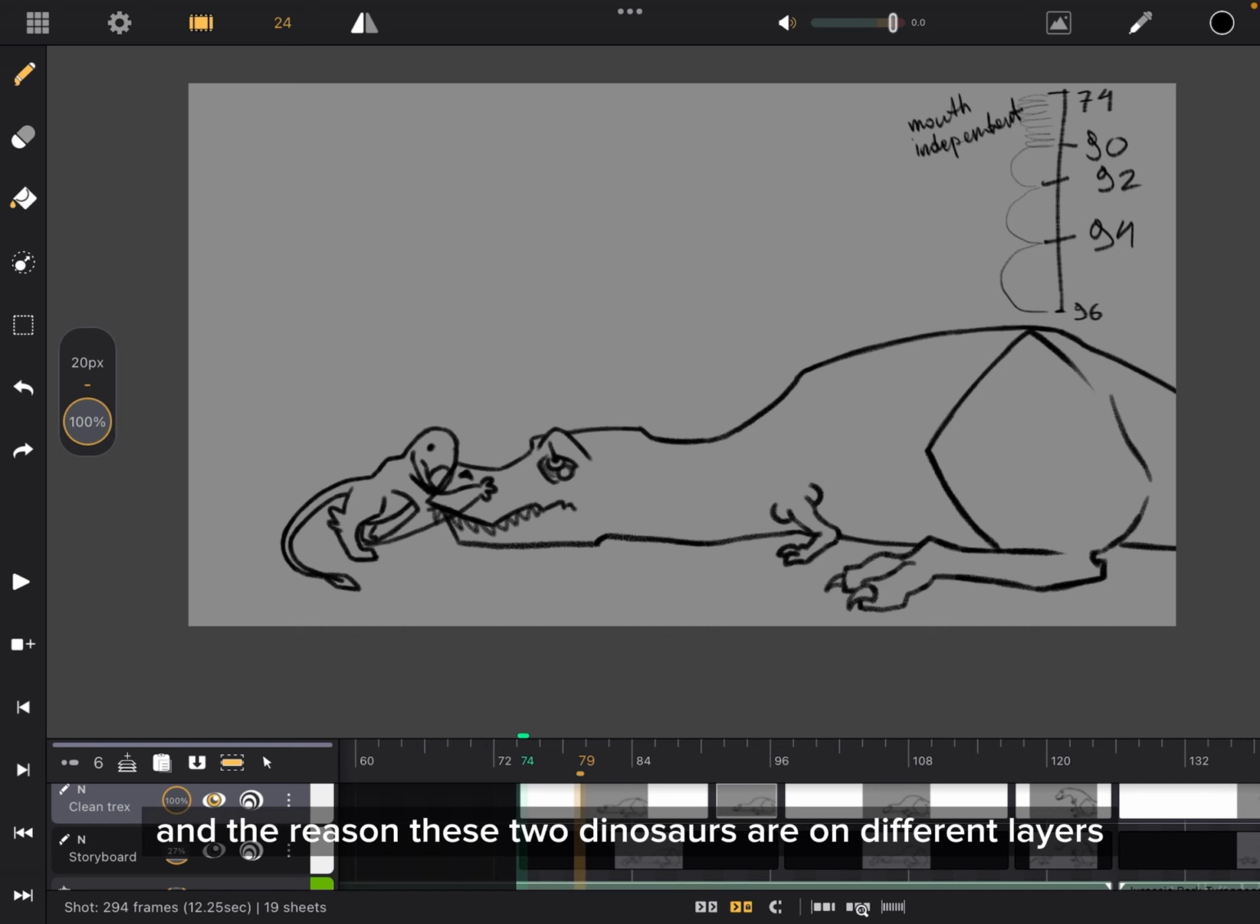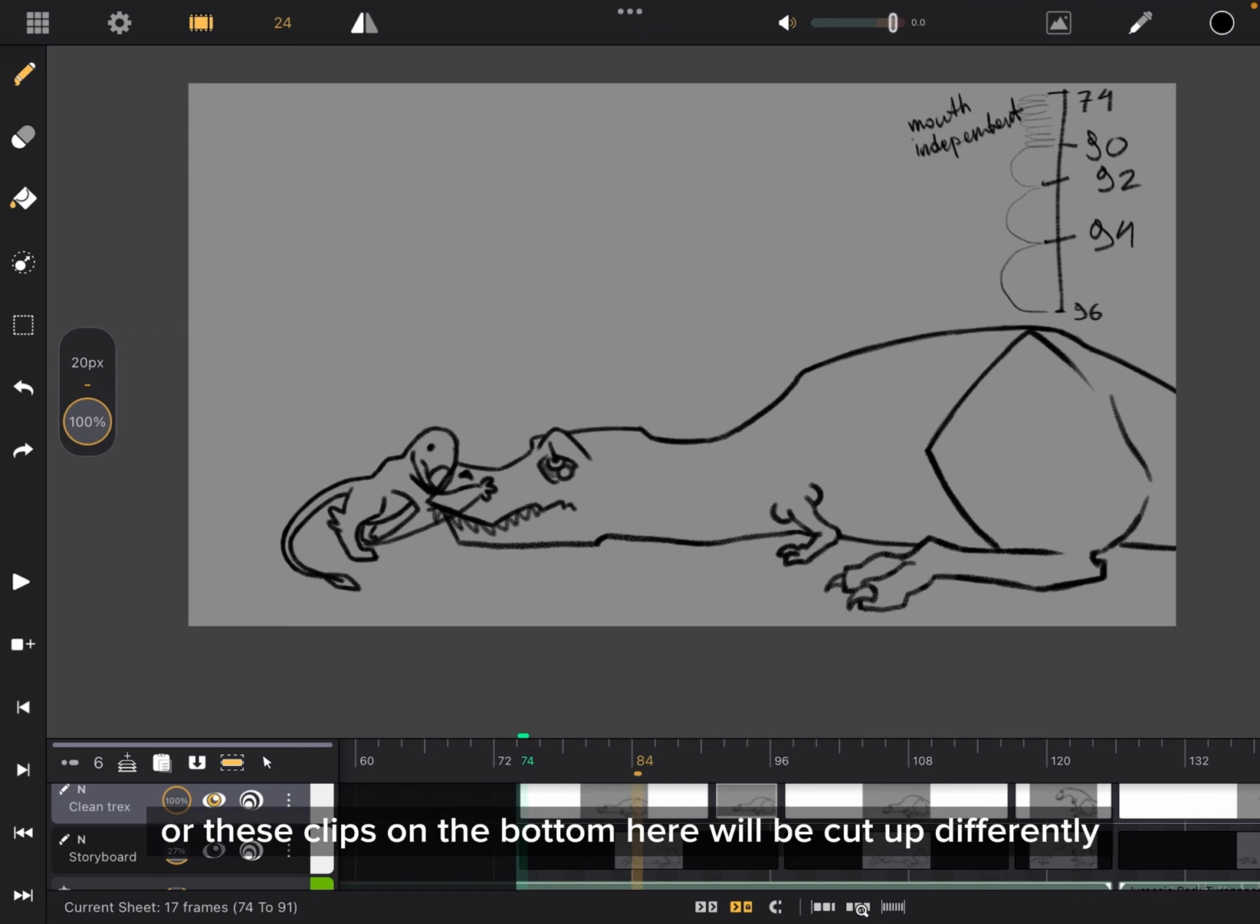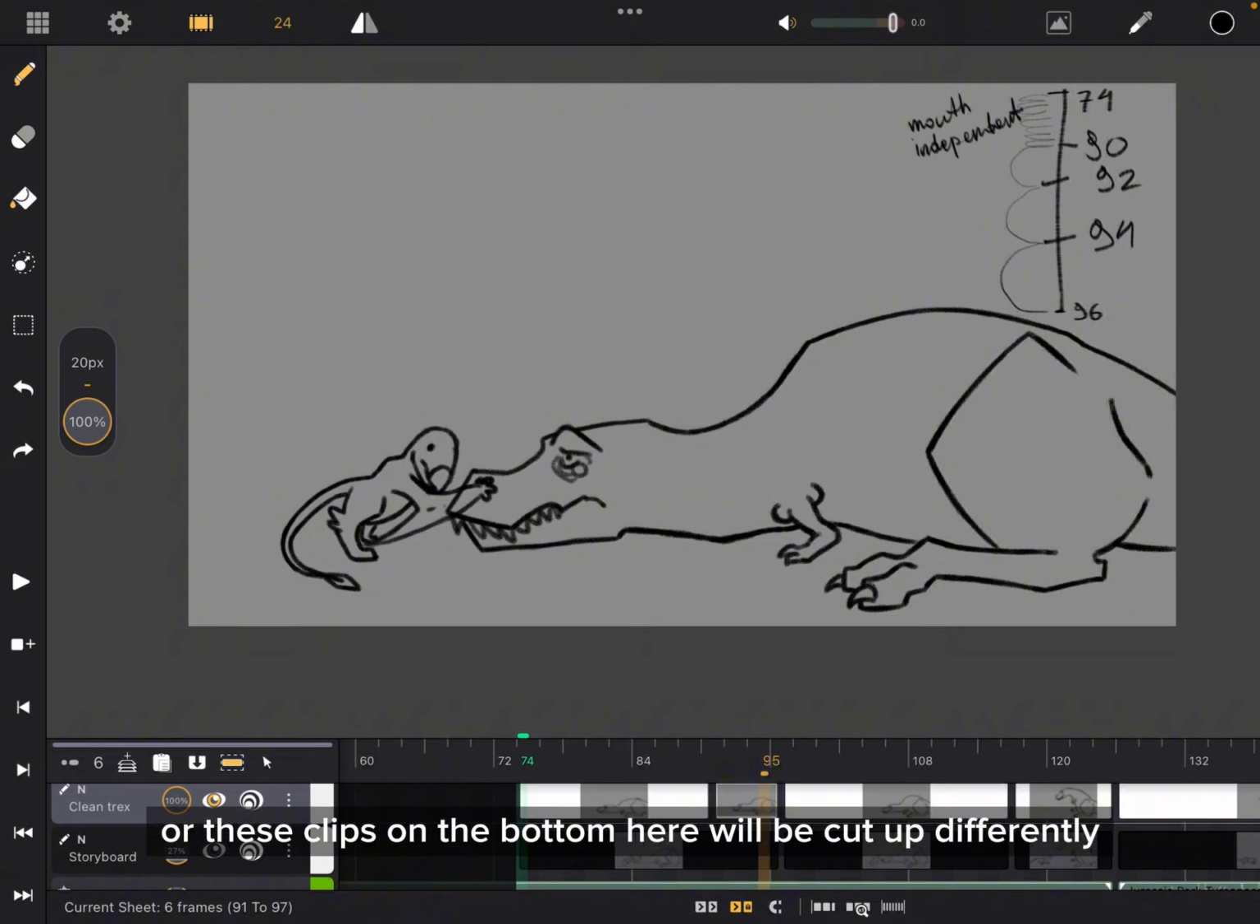And the reason these two dinosaurs are on different layers is because they are two characters that will move independently, and so they need two different timing charts, and the layers, or these clips on the bottom here, will be cut up differently.